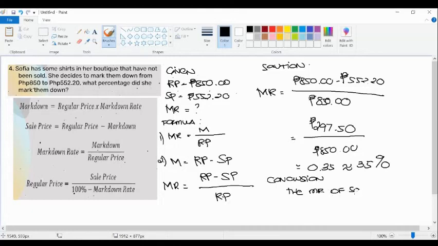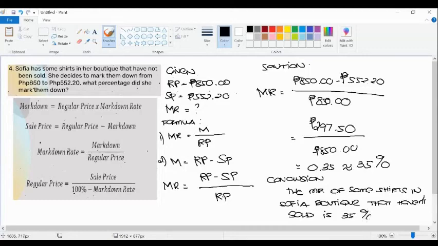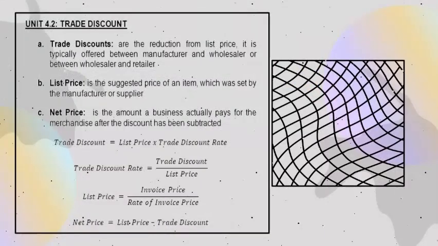So therefore, the markdown rate of some shirts in Sophia's boutique that have or haven't sold is 35%. We're done understanding markup, margin, and markdown. Let's proceed to the second topic, that is trade discounts.